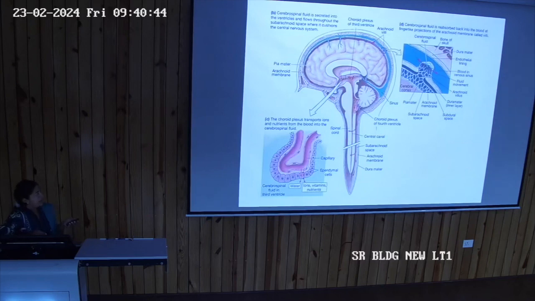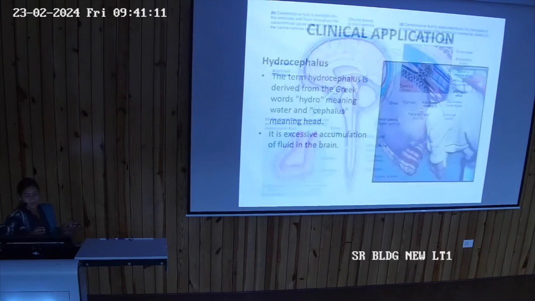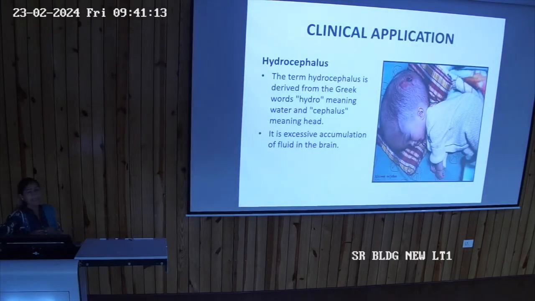Now here you can see these are the choroid plexus. What are they doing? They are transporting ions and nutrients from the blood. How can they do that? Because they have the vascular supply. So through these endothelial layers, nutrition from the blood can reach the CSF fluid. So this is how the CSF transports the nutrients to the brain. Now coming to the clinical application.